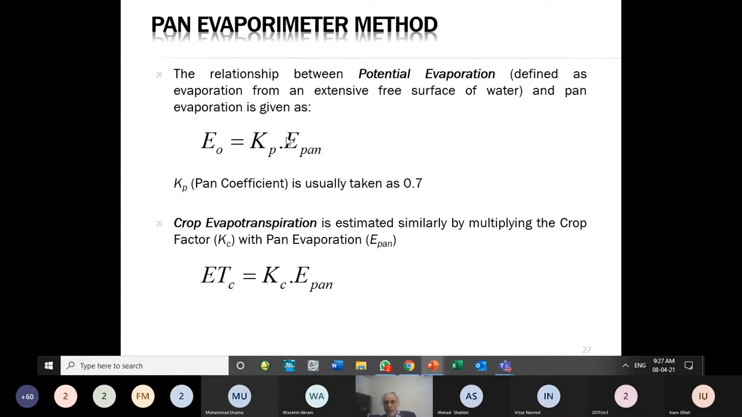So at the moment, this is not of my interest, but if I multiply that E-pan with another factor we call crop evapotranspiration, that we call a crop factor, KC, similar to what we previously taught. If we multiply this E-pan with the crop factor, and keep in mind this crop factor is not a constant thing, it varies from crop to crop. For wheat, the crop factor will be something else, for rice it will be something else. So if the crop factor is known to me, and E-pan is measured in the field from the pan, if I multiply them together, I get the ETC for that crop.